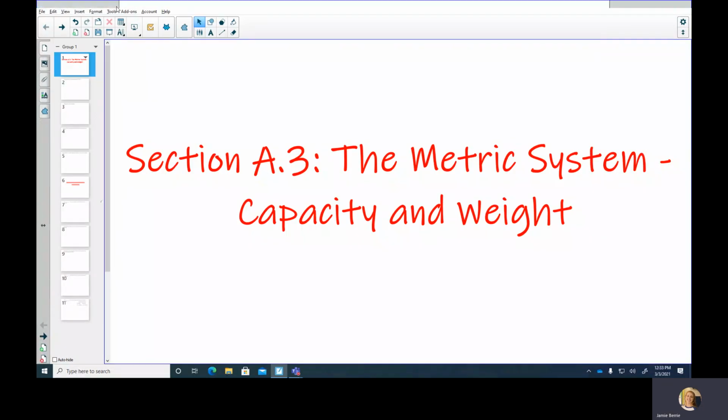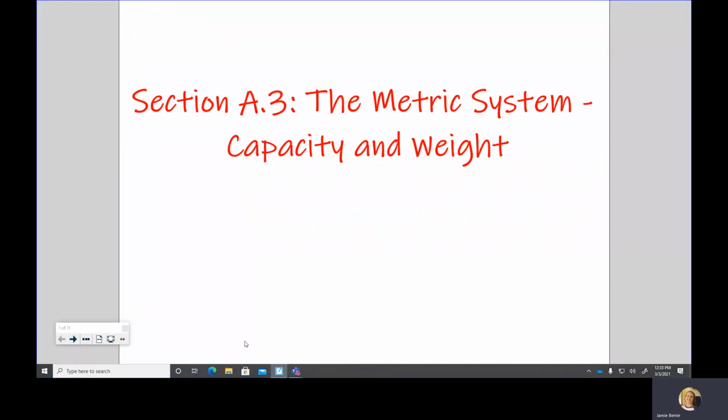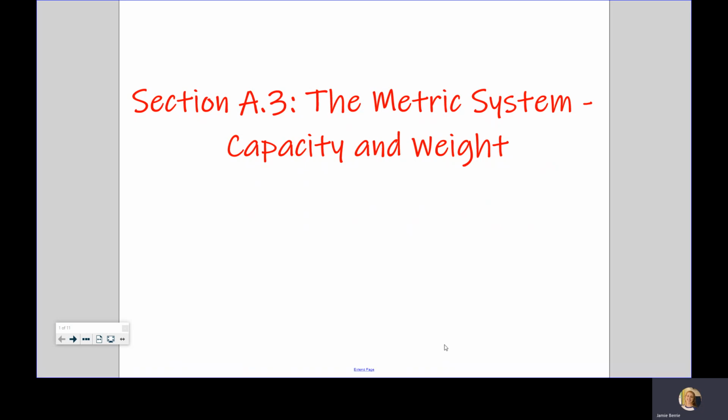All right. So today we're going to go over sections A3 and A4. Section A3 is called the metric system, capacity, and weight. Capacity is just a fancy name for volume. So capacity, same thing as volume. I think this is where the hardest problem out of all 4 sections is in this section. And we're going to go over it today.